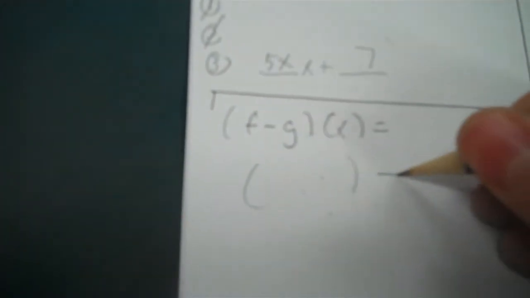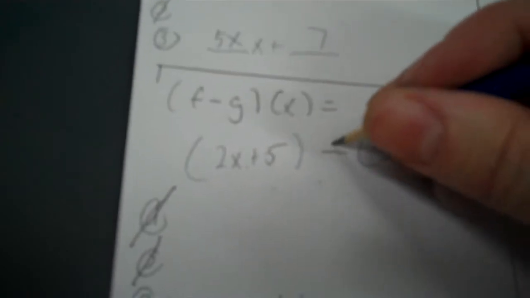Okay, now the next one we got f minus g of x. So it's the same as here. You're going to do a composition where you subtract the two functions. So f is 2x plus 5, and then the g is 3x plus 2.